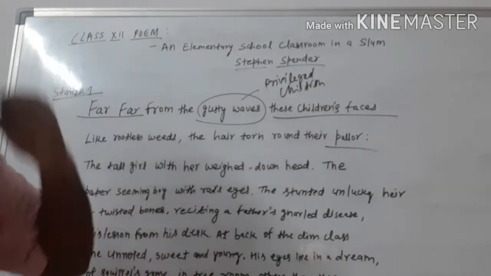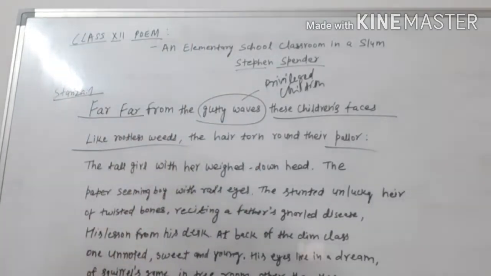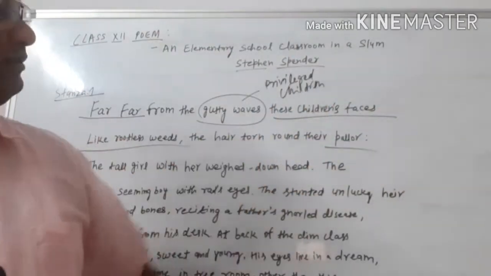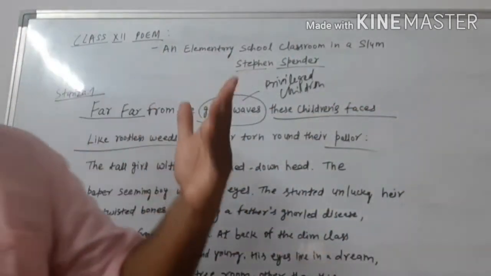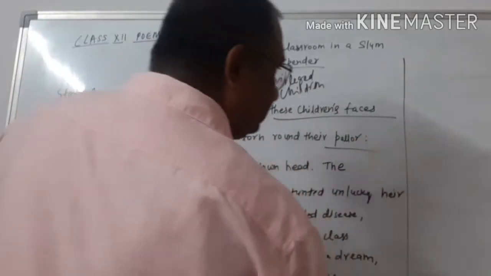So what are their faces like? Their faces are like rootless weeds. Now a comparison is drawn between rootless weeds and these children's faces. So these children's faces are like rootless weeds. So here is another metaphorical term.